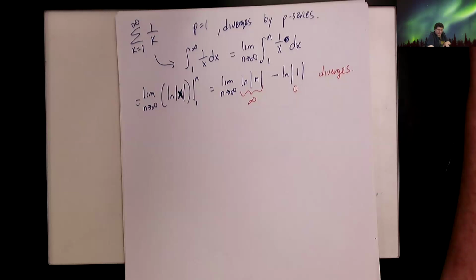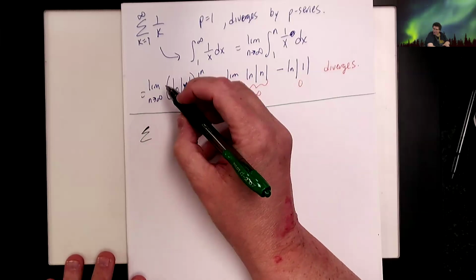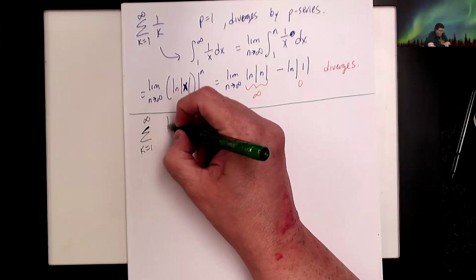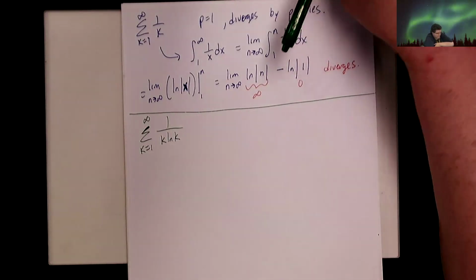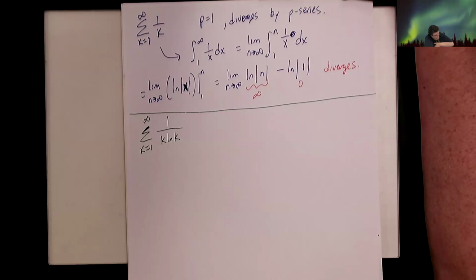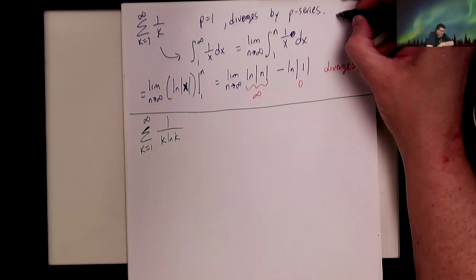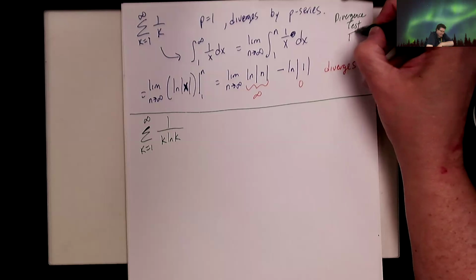Next one we want to take a look at is the summation, k equals 1 to infinity of 1 over k, ln of k on the bottom. I didn't show the divergence test up here, but the divergence test fails up here. Does it fail here?